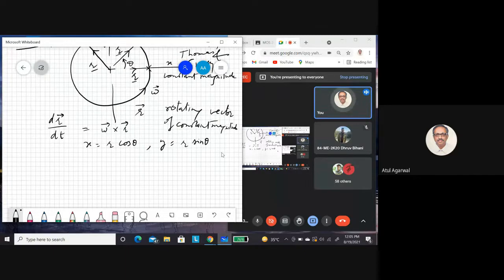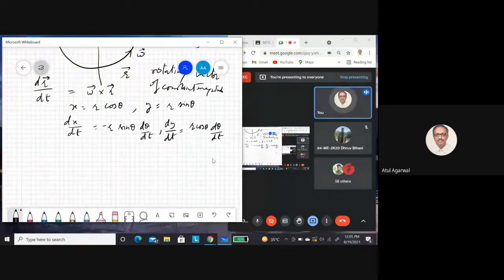Then you want to find velocity. You find dx by dt. r is a constant, so you will get r, minus sin theta, and d theta by dt. What is dy by dt? r cos theta, then the product rule, d theta by dt. So this is the way you find derivatives. So this is nothing but minus r theta dot sin theta. This you can write as r cos theta theta dot.